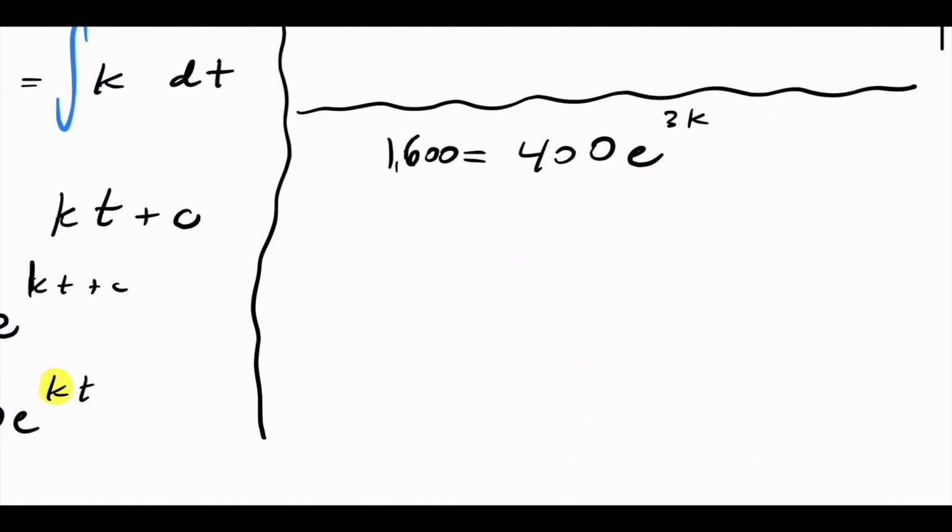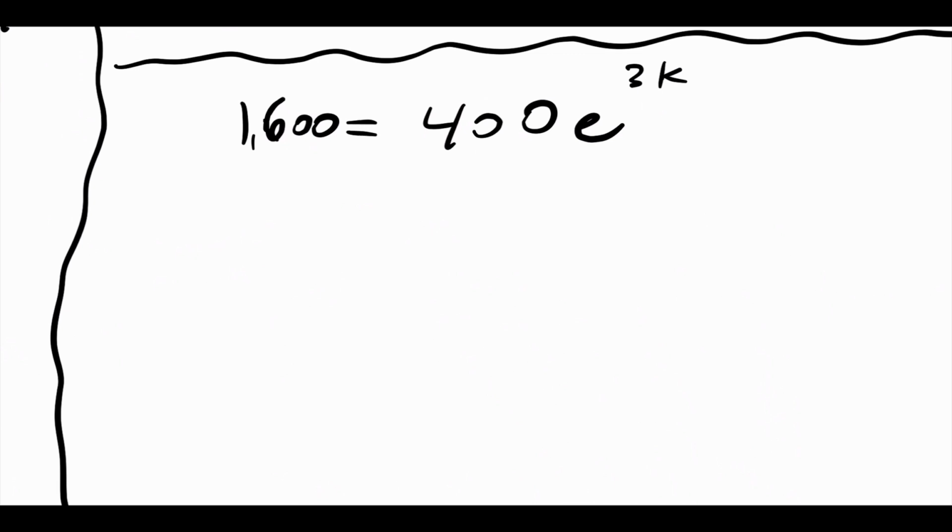So solve for K. What's the first thing I'm going to do if I need to solve for K? Divide by 400. Yep. Okay, so I get 4. K's up in the sky. I can't solve for it unless I bring it down. The only way to bring something down is by using a log. And in this case, it's going to be natural log, right? So to do that, what I've got to do is take log of both sides.